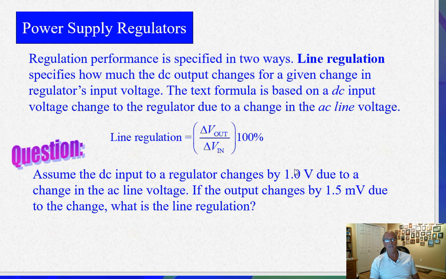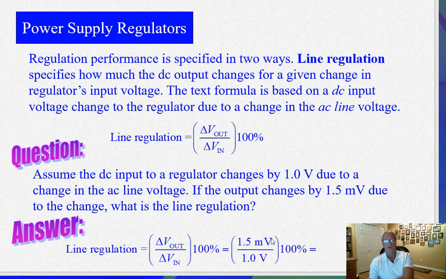So if a regulator changes by 1 volt due to a change in AC line voltage, that's the input, and the output changes by 1.5 millivolts. What's the line regulation? I'll go through a formula here, hopefully. 1.5 millivolts divided by a volt times 100 is, voila, 0.15%. Sounds about right for voltage regulators.